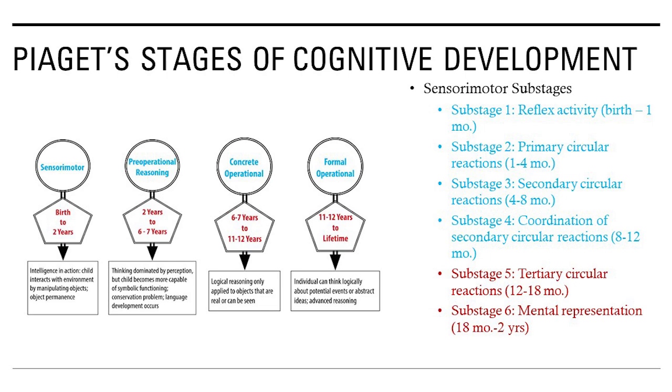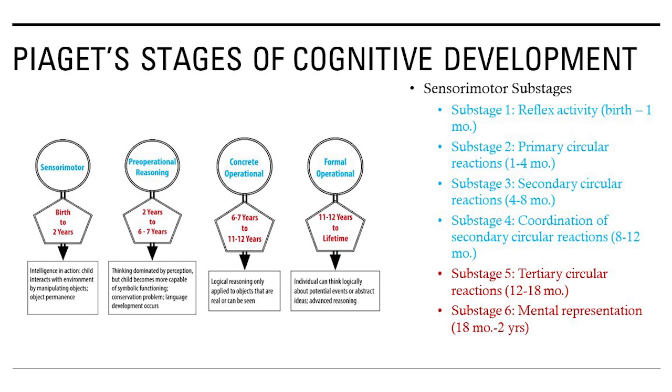There are 6 substages associated with Piaget's theory. However, only the first 4 are pertinent to infancy. In the reflex activity substage, infants use innate reflexes, like sucking and grasping, to interact with their environment. In the primary circular reactions substage, babies begin repeating pleasurable actions centered on their own body, such as thumb sucking.